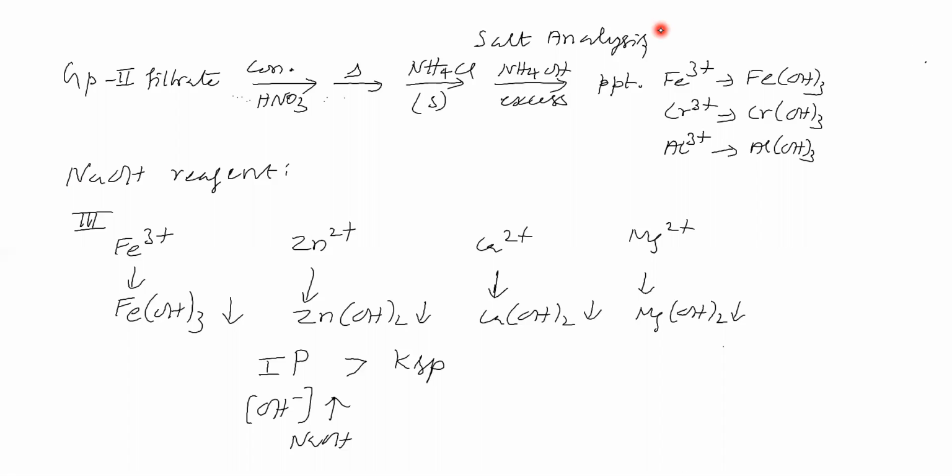Why? Because if you take a strong base, group 3, group 4, group 5, group 6 all precipitate as hydroxides, because the ionic product is greater than the solubility product of the respective hydroxides. Why? Because the concentration of hydroxide will be high here, since sodium hydroxide undergoes a higher extent of ionization. Since the hydroxide concentration is high, the ionic product is greater than the solubility product, therefore all precipitate as hydroxides.